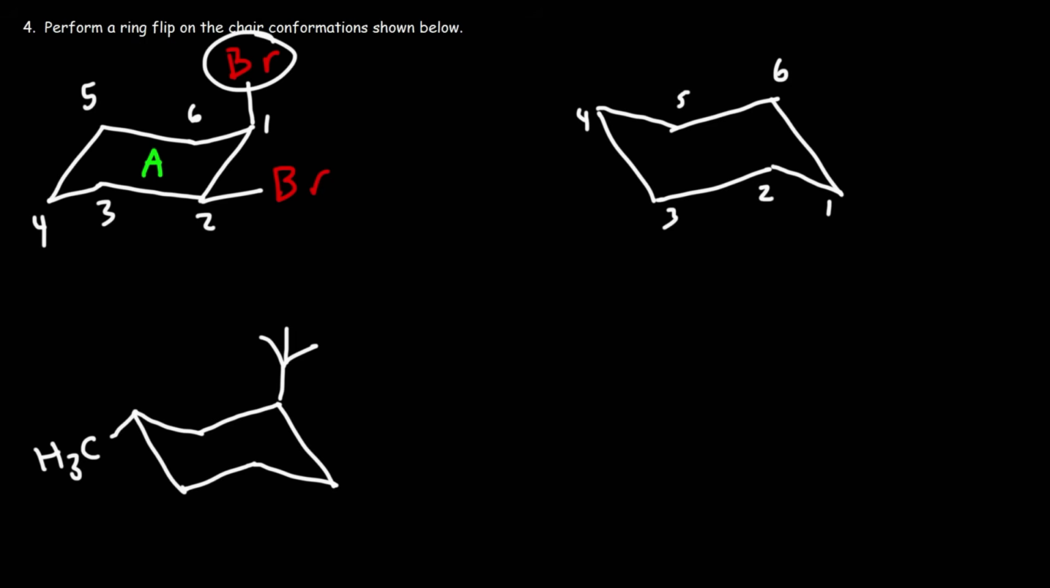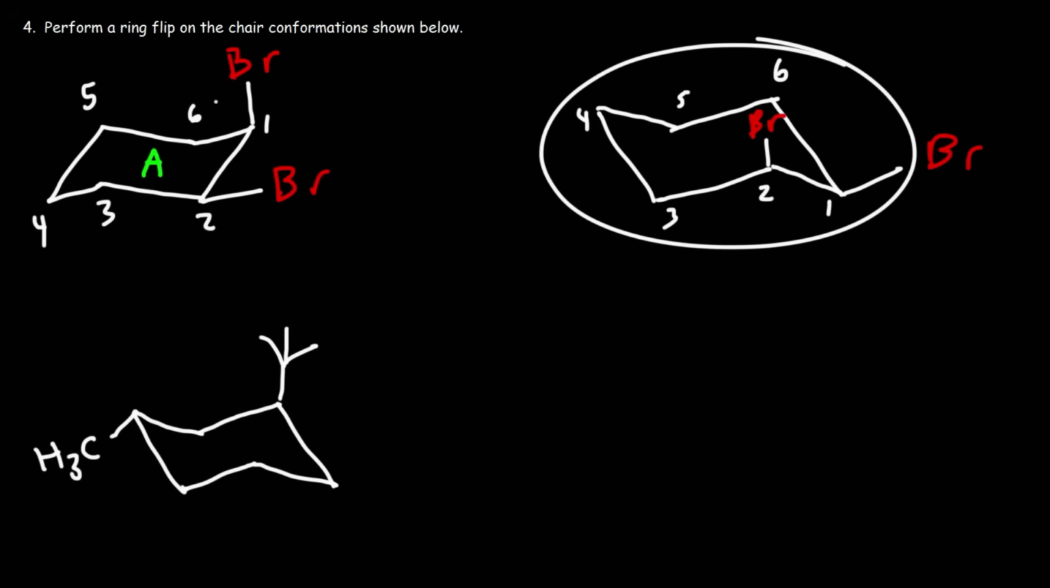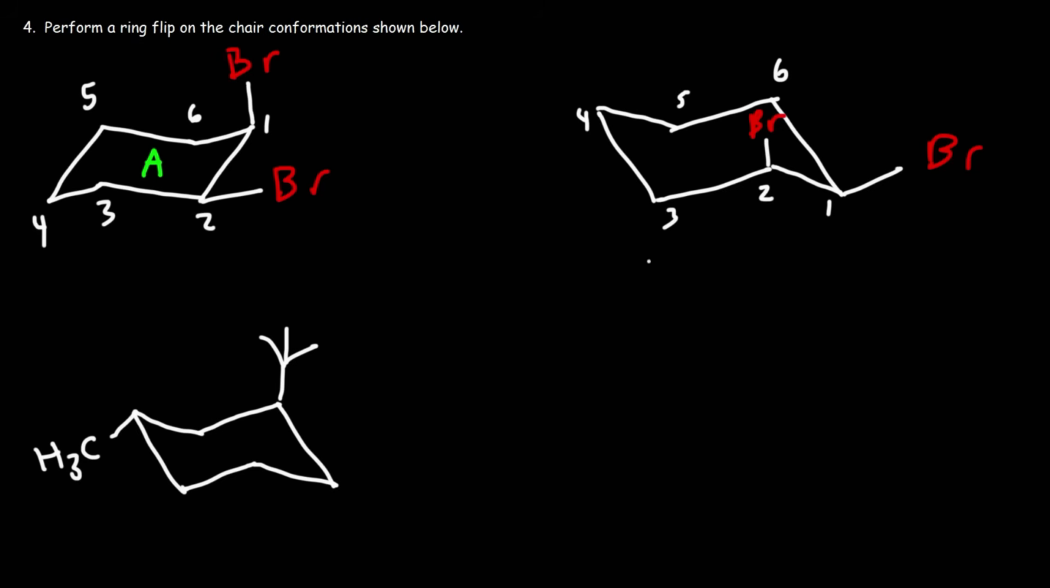This bromine atom was in the axial position. Now it's going to be in the equatorial position. It was axial up, but now it's going to be equatorial up. Now this bromine atom is equatorial up, but on carbon 2 here, it's going to be axial up. So up remains up, but axial changed to equatorial and vice versa. So this is the ring flip of this structure. That's the conformation that is produced when we flip this ring.